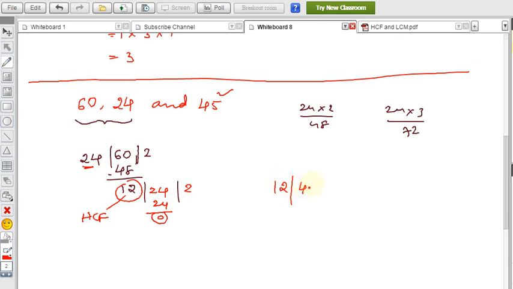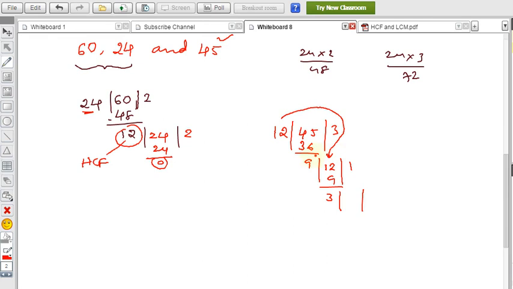With that, the next number is 45. Always divide by the smaller number. Here the 12 table: 12 3s are 36, because 12 4s are 48. So 45 minus 36 is 9. Again this 12 should be placed here. 9 table: 9 1s are 9, remainder 3.